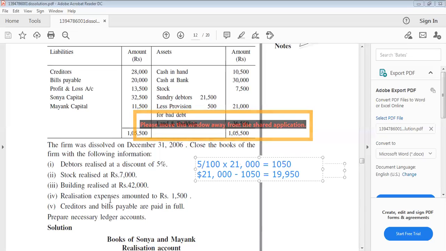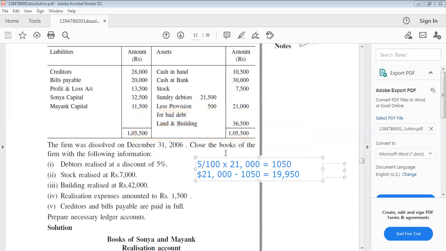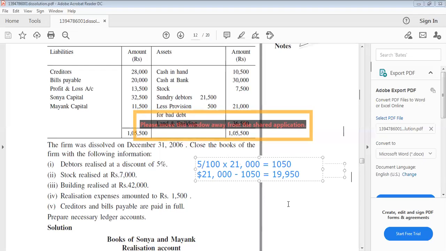Now, you see realized expenses are 1,500. Debtors and buildings are paid in full. So let's continue now.